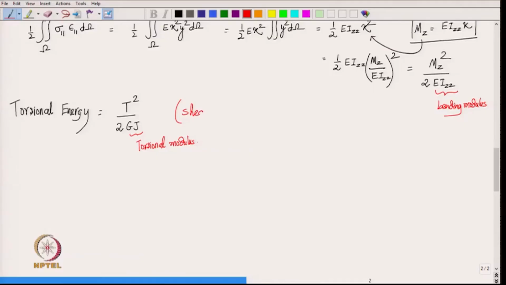And finally, we have shear energy, the energy due to shearing of cross sections. See, in torsion also the cross sections shear, but it is a different kind of shear. What kind of shear is present here? If you think of cylindrical coordinate system, so shear present here is due to torsion or torque, and that is gamma theta z.